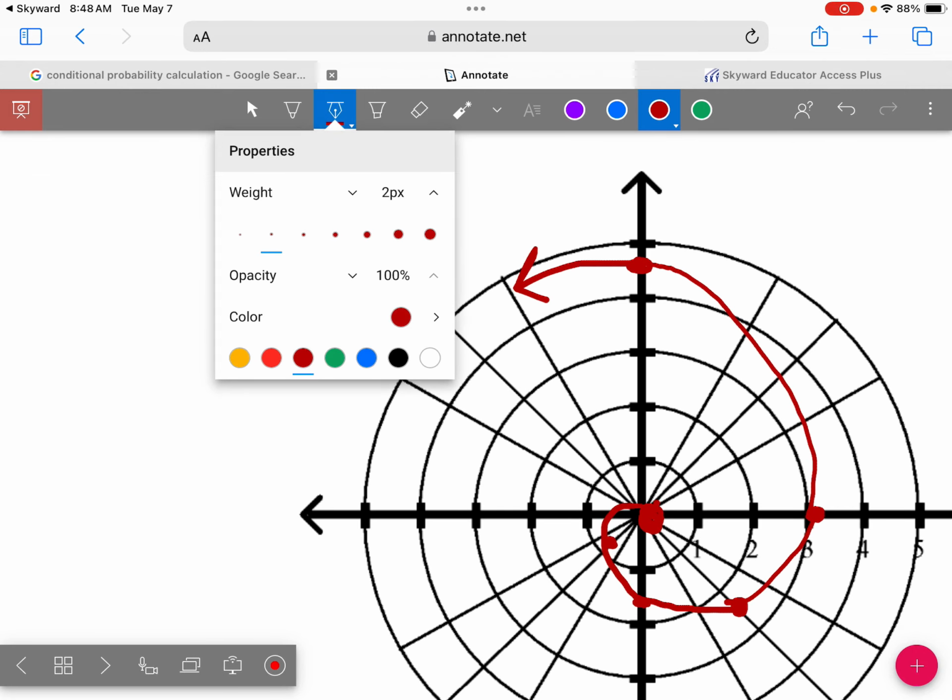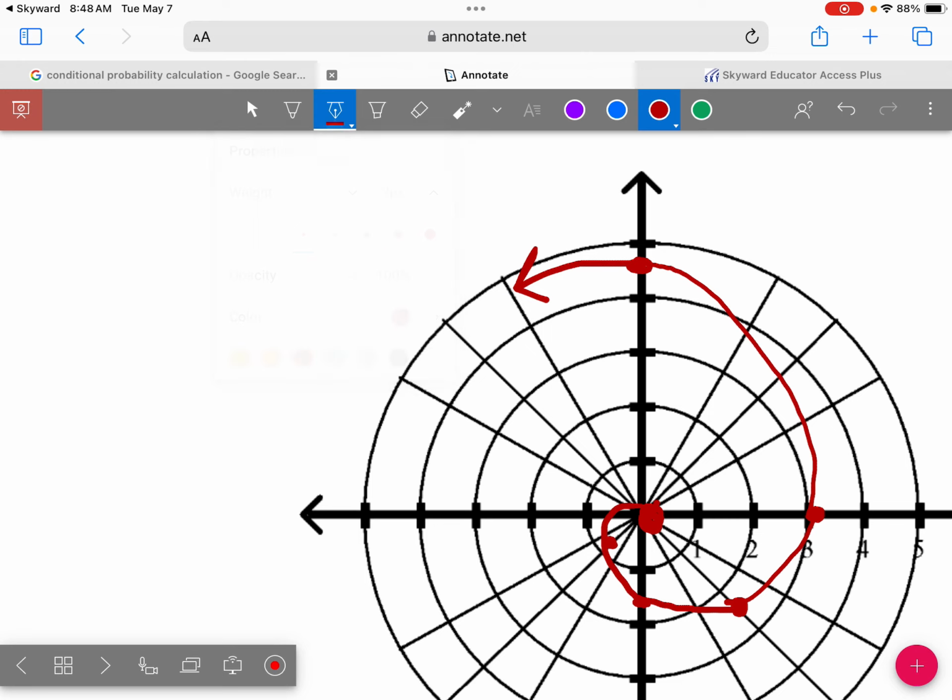Here, let me trace it and make it a little thicker. So you can do a spiral. Spiral is the only one that, obviously you're going to have to make an endpoint to it because you can't graph them all.